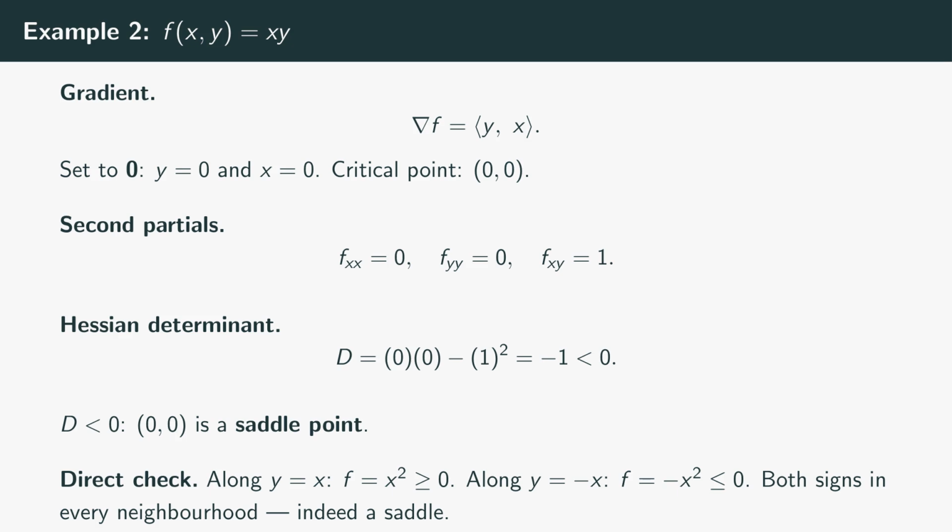We can double check by walking along two lines through the origin. Along the line y equals x, the function becomes x times x, which is x squared, which is non-negative and equals 0 only at the origin. So along that direction, the origin is a local minimum. Along the line y equals -x, the function becomes -x squared, which is non-positive and 0 only at the origin, a local maximum along that direction. Min in one direction, max in another in every neighborhood. That is exactly a saddle point, and the test detected it from a single determinant.